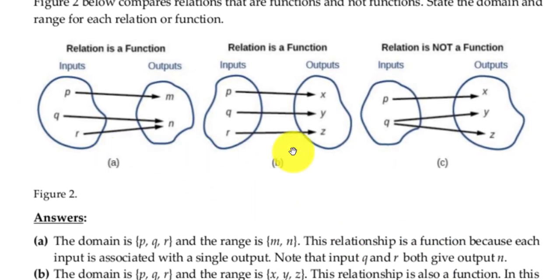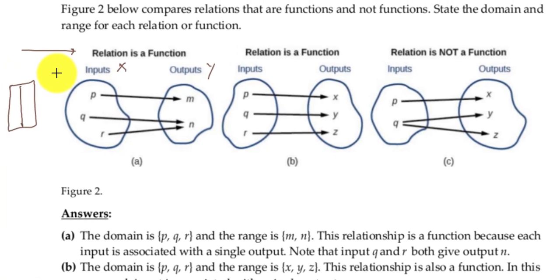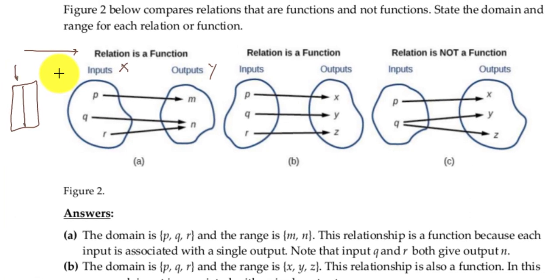On the next page, they give us a few diagrams that show relations that are and are not functions. So when I look at this first relation, it says it is a function. Remember, when you hear the word input, think of what's traditionally your x value and output is your y value. Or if you're looking at a table, the input is usually what's on the first column and your output would be on the second column.